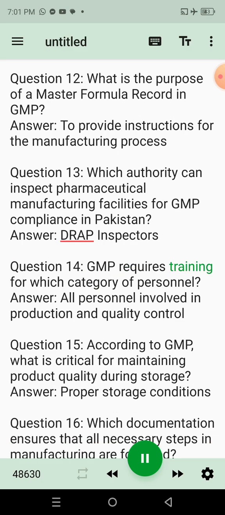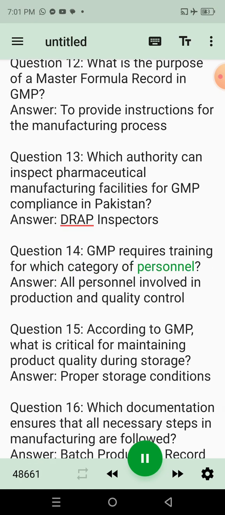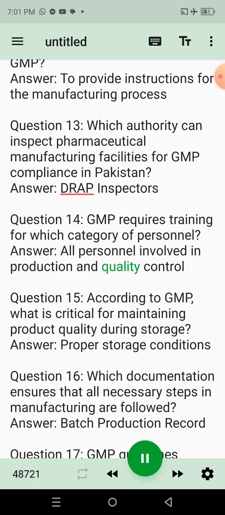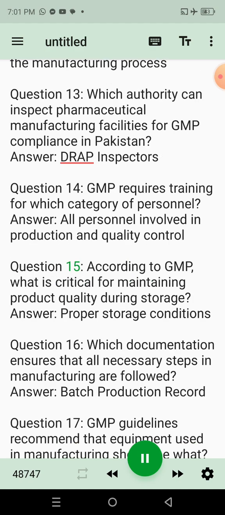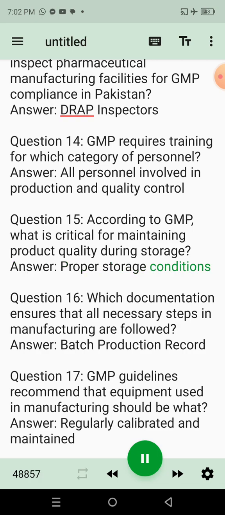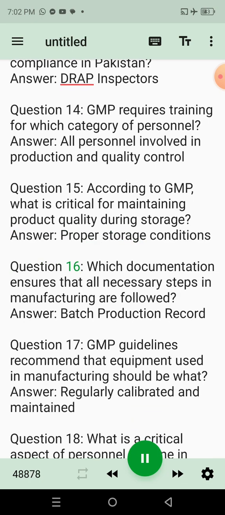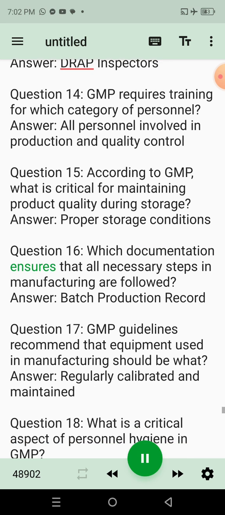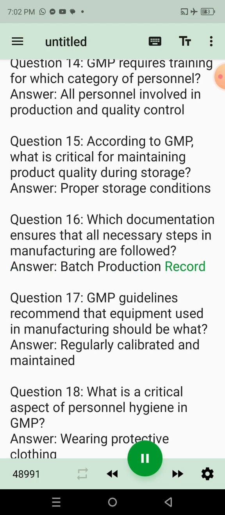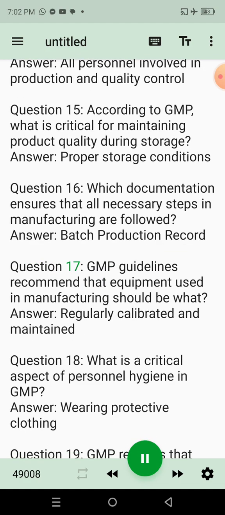Question 14. GMP requires training for which category of personnel? Answer: All personnel involved in production and quality control. Question 15. According to GMP, what is critical for maintaining product quality during storage? Answer: Proper storage conditions. Question 16. Which documentation ensures that all necessary steps in manufacturing are followed? Answer: Batch production record.